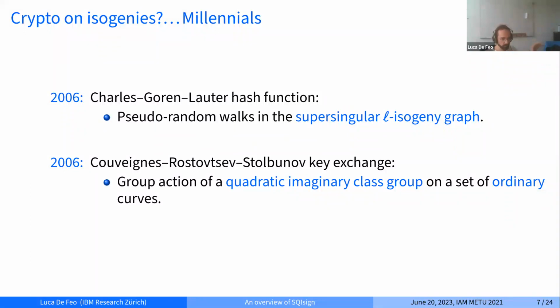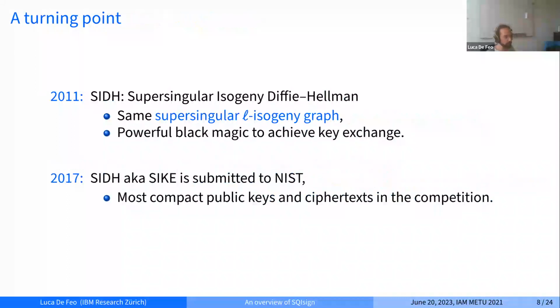So these were two independent discoveries of the same key exchange mechanism, which is the ancestor of SQIsign, if you're maybe familiar with the more recent key exchange schemes based on group actions of quadratic imaginary class groups. SQIsign does it on supersingular curves, but the ancestor, the Couveignes-Rostovtsev-Stolbunov key exchange, did it on ordinary curves. So these were the very first two ideas, which essentially founded isogeny-based cryptography, although it took a while before people really started believing that isogeny-based cryptography was more than just a number theorist's crazy idea, something completely theoretical.